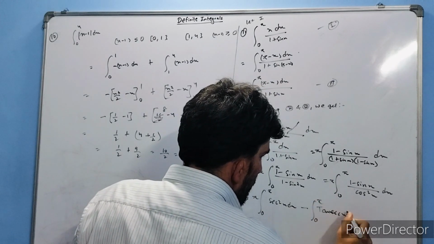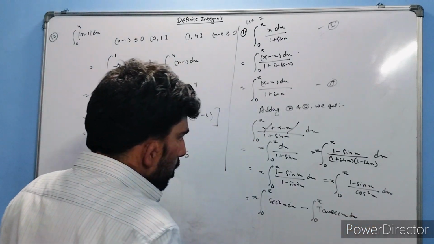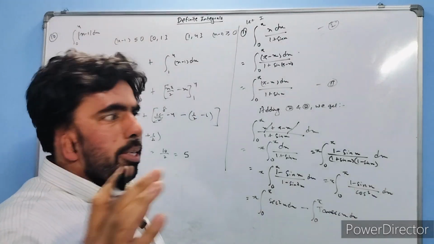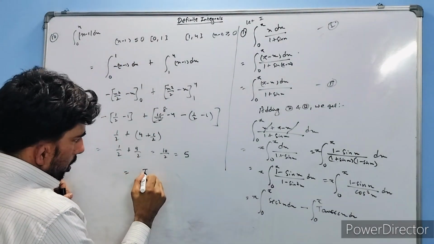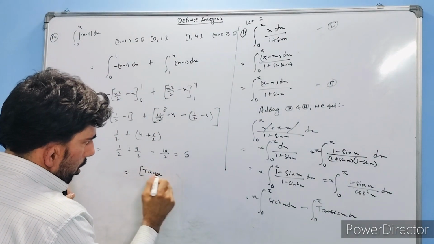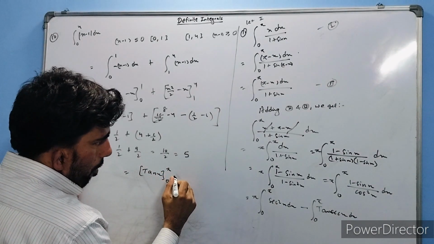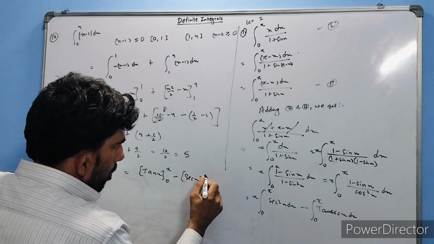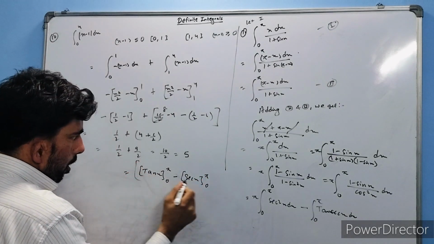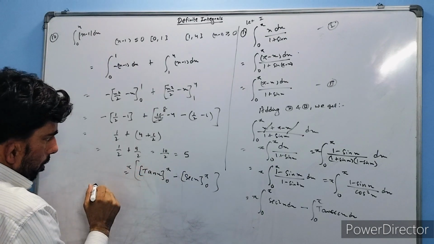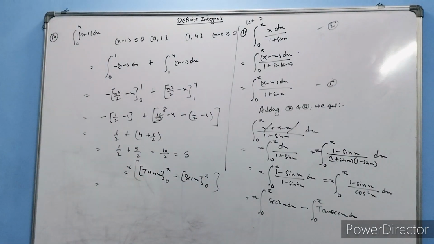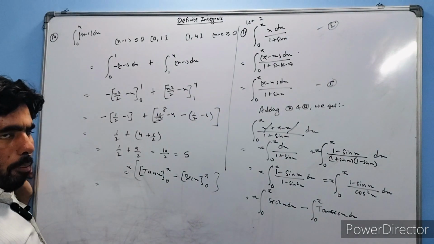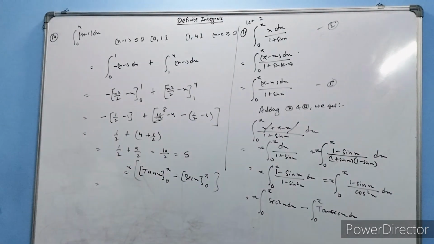0 to pi dx. Okay, so now finally what I got here, integration of sec square x will be tan x. So I got here tan x from 0 to pi minus sec x from 0 to pi. Now we'll try to sort it out. Now 0 minus 0 will be 0 because tan pi is 0 and tan 0 is also 0.